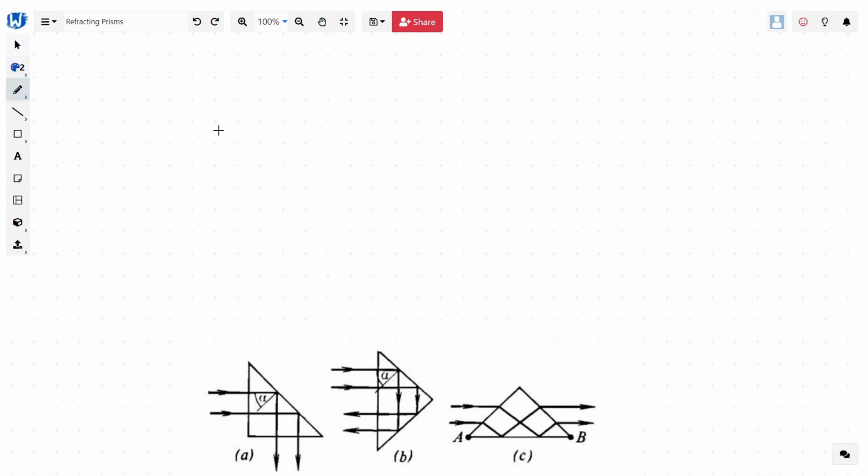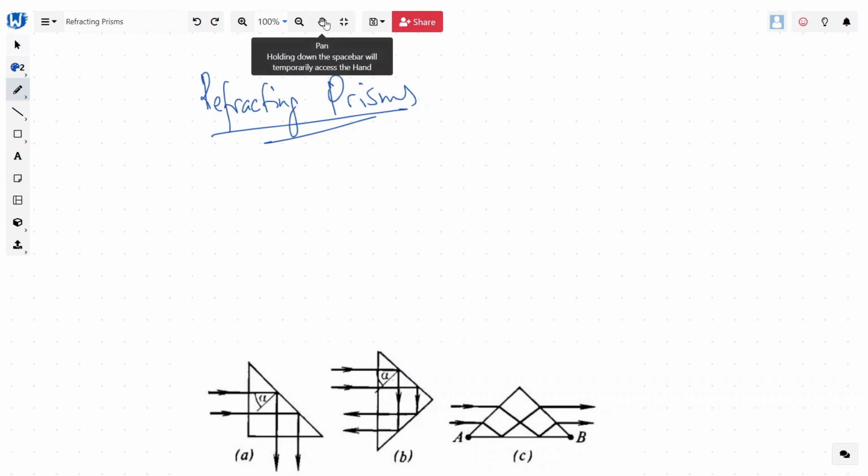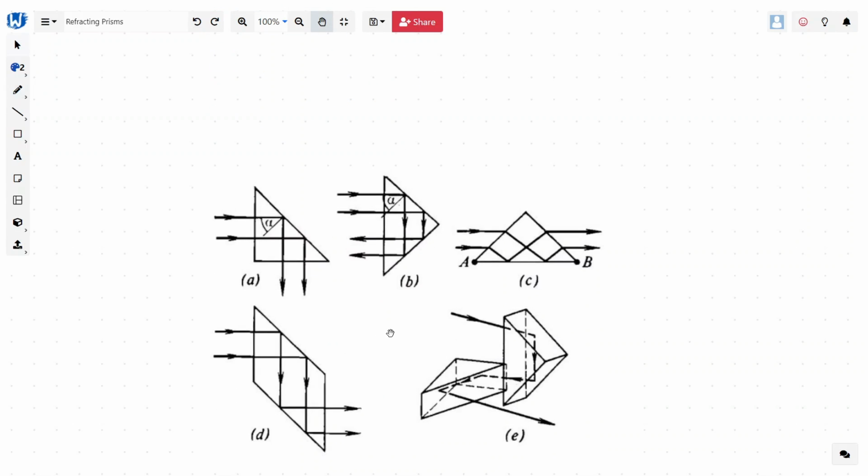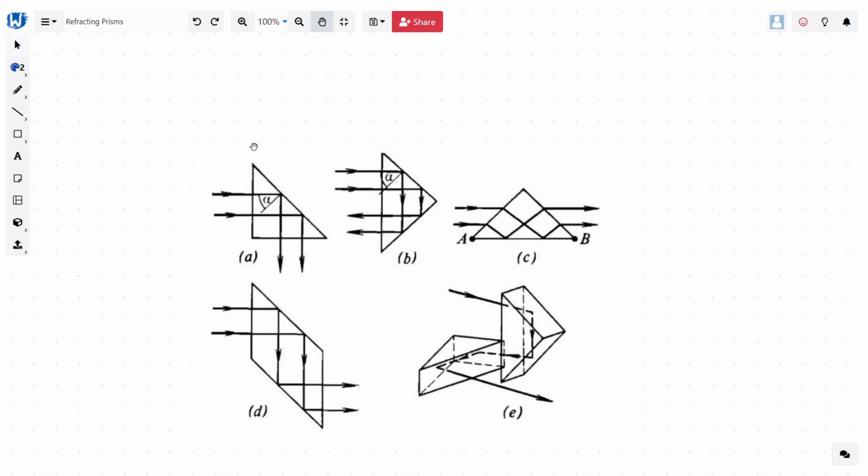Hi, in this video we'll talk about refracting prisms. These are a very special kind of prism where a lot of total internal reflection happens, and they behave in a different way by just changing the direction of light. So here, for example, we have an isosceles prism.